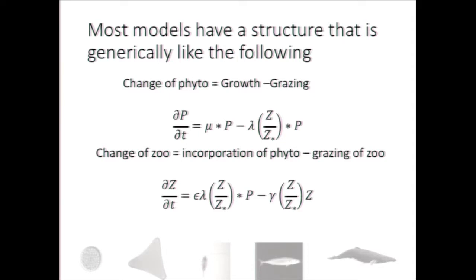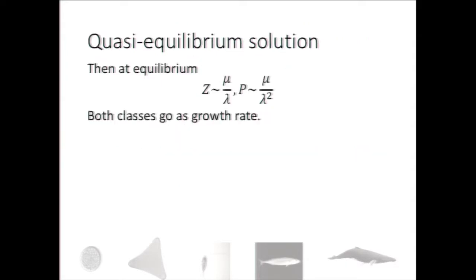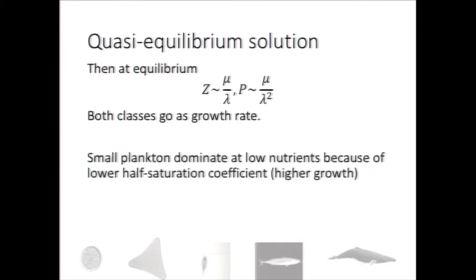It's less clear that we can do that here, but if we do that, what we end up with is a system where at equilibrium, the zooplankton scale as the growth rate over a grazing rate, and the phytoplankton scale as the growth rate over a grazing rate squared, with some other things to make it dimensionally consistent. So both classes scale as the intrinsic growth rate. So that's the one-to-one relationship.